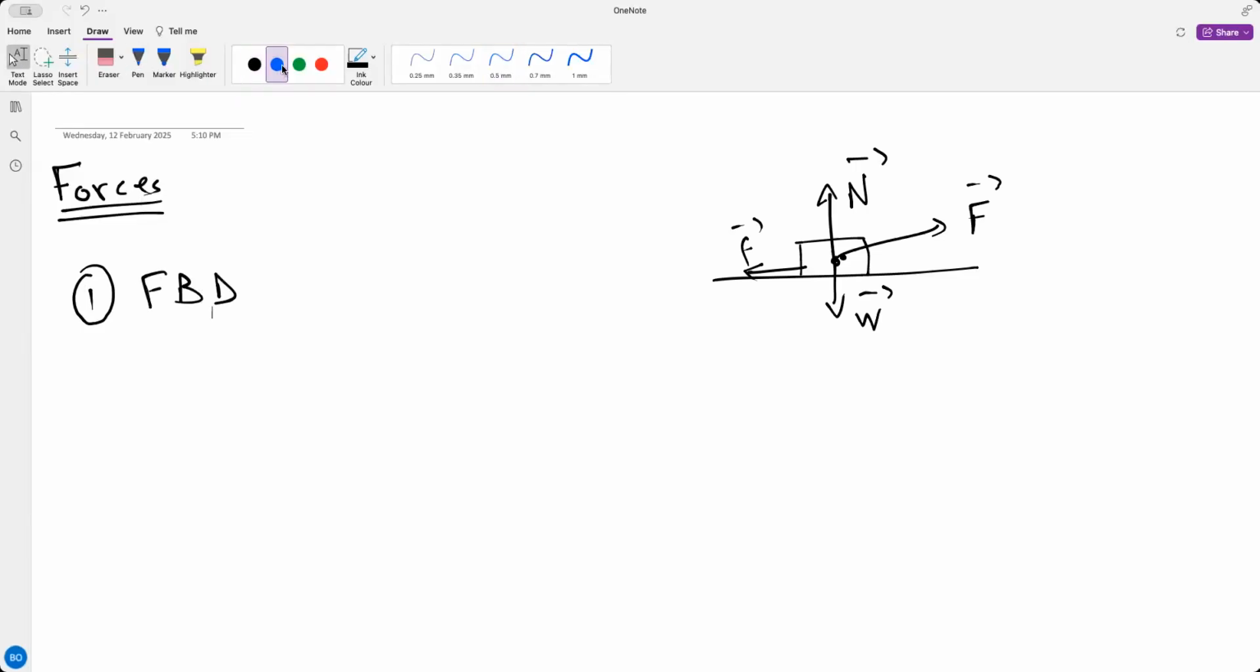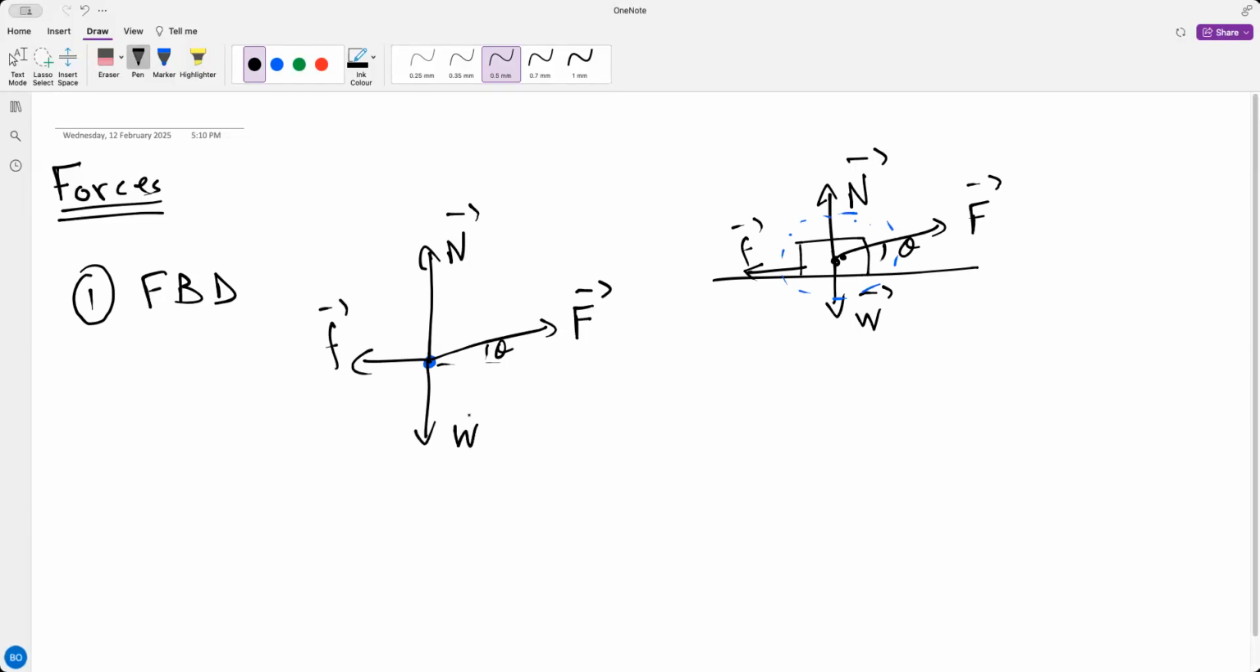diagram. What is the free body diagram? It is to take your object and to see which forces are acting on it, and then you represent your object with a dot. In this case, you have a force acting on this, and you have to keep the angles. Let's say this is an angle with the horizontal axis, and then you have a normal, you have the friction, and you have a gravitational force, the weight. Okay, so this is the first step.